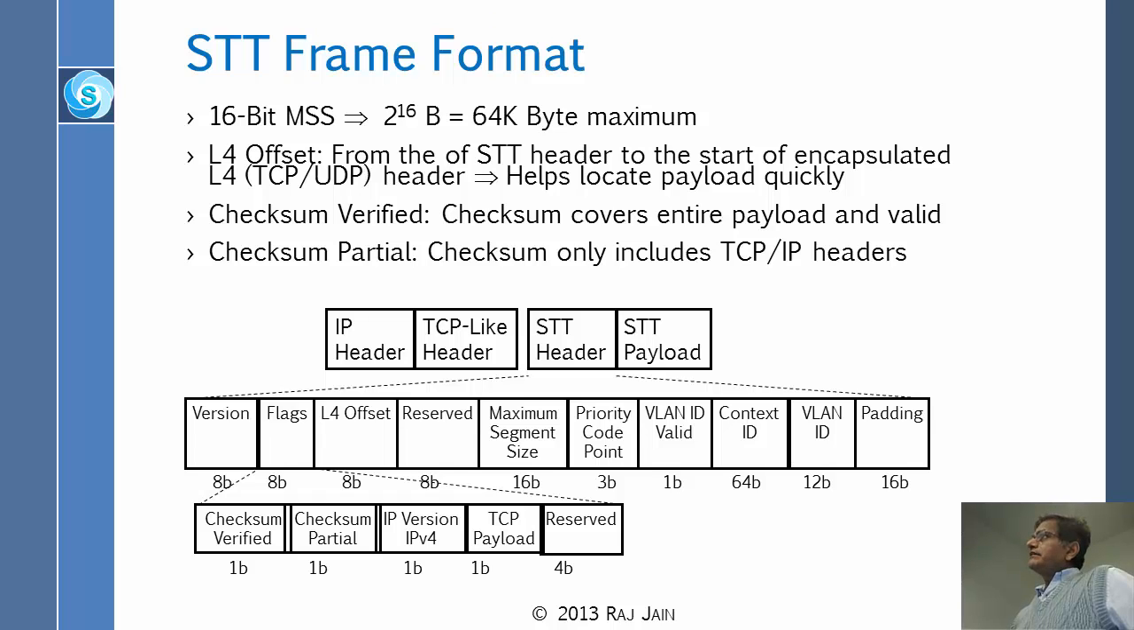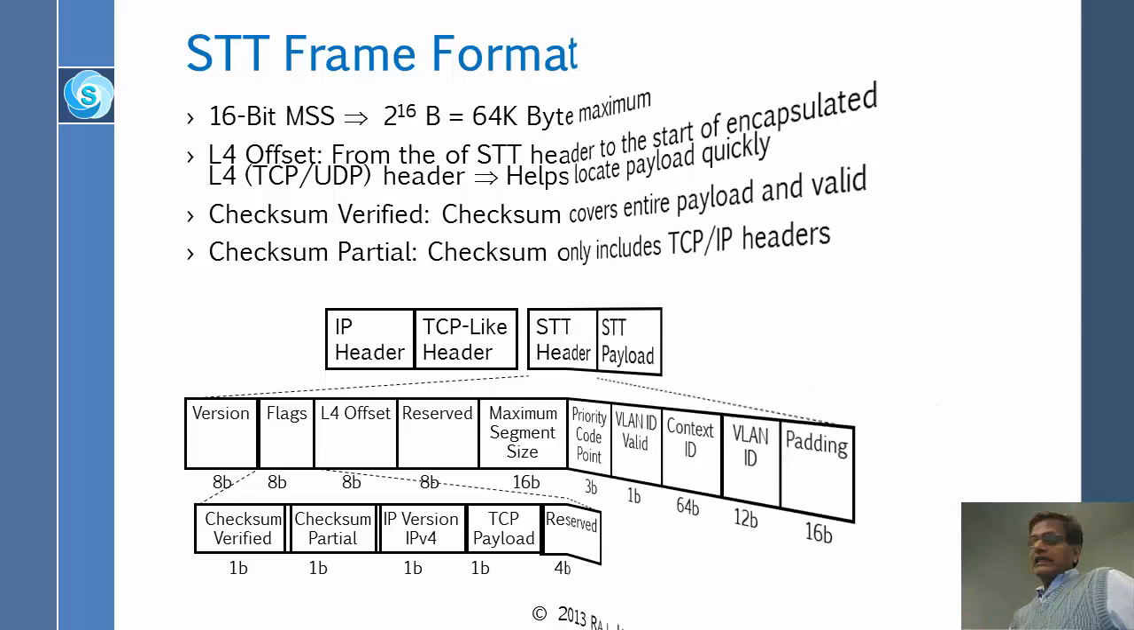Checksum verified means the checksum covers the entire payload and is valid. And checksum partial means the checksum only includes the TCP IP headers, so it doesn't include other headers. And so they have two options for checksum.